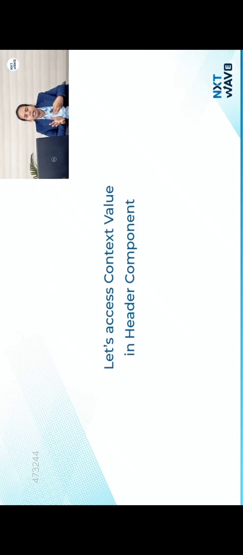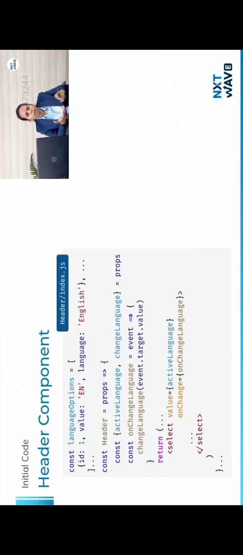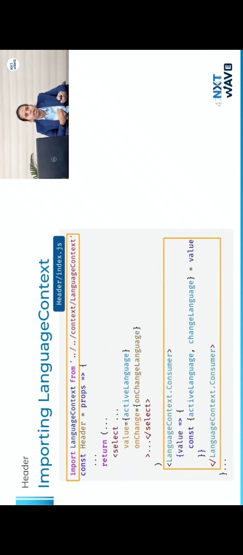Now, let's apply this. So firstly, let's access this context value in the header component. Okay, we'll start with the header component and access the context value in the header component. So for now, in the code of the header component, we have the props, and from props, we are accessing the active language and change language, right? So you can see that there. So now what we'll do is, we will access this active language and change language from the context. So to access the context value, we have to make use of the consumer component. So there you can see we have added the code related to that. So you can see language context.consumer, then the callback function, value, and from value, we are accessing the active language and change language. Okay, clear?